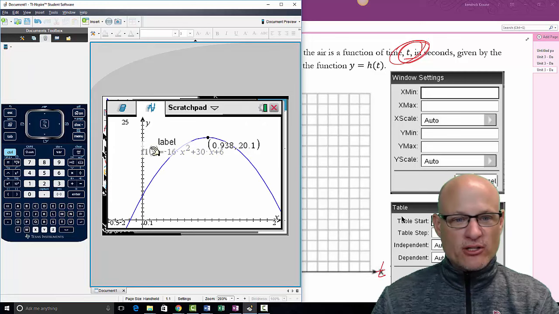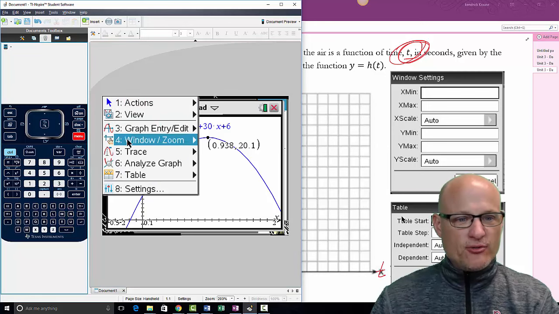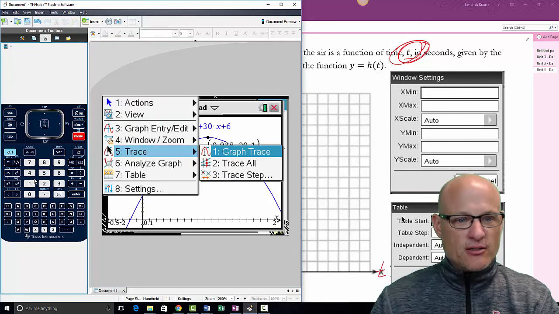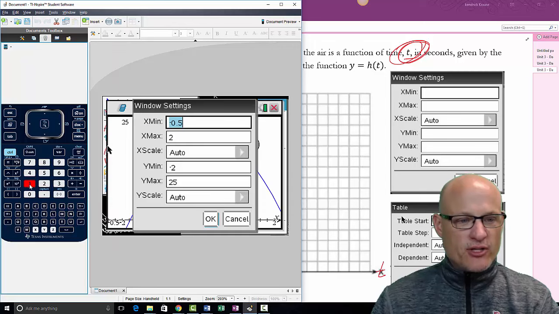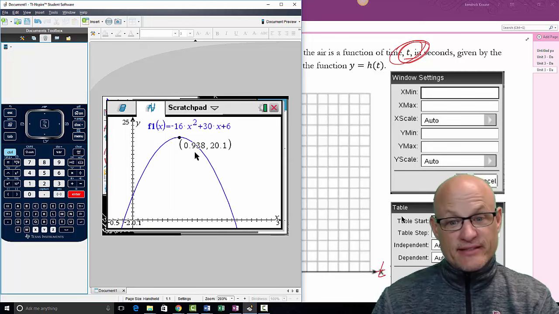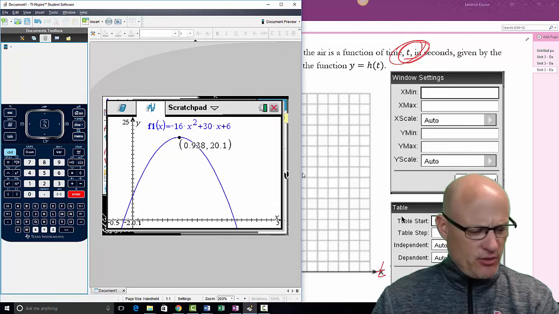That's a pretty good looking graph right there, if I say so myself. Even still, having this 0.5 off here to the left is kind of a lot, but that's okay. But clearly 2 was not enough, right? So we're going to have to go into menu, Window/Zoom, 4, oops, escape, 4, and then 1, and then change this to 3. That's okay. 3 is fine. So let's see what we got here.